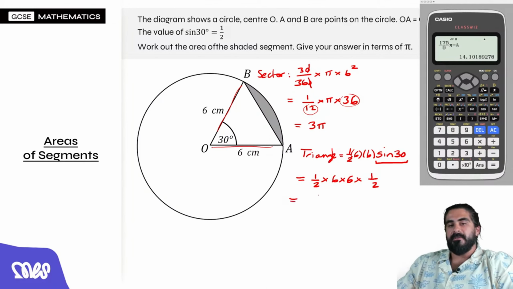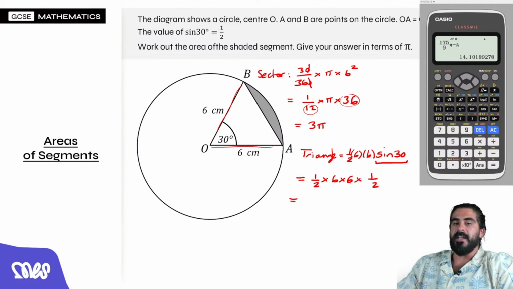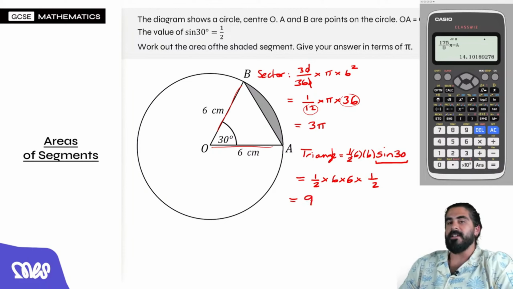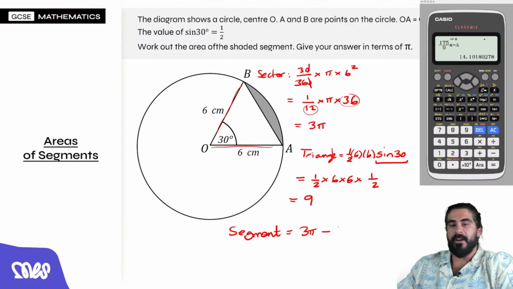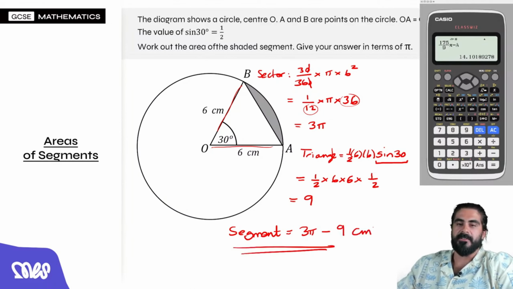Well, that's easy. A half of 6 is 3. 3 times 6 is 18. A half of 18 is 9. So the answer to that is 9. Then finally, the segment area, like before, is we take the sector area, which is 3 pi, and then we subtract the triangle area, which is 9. And that's your answer. We could say centimeters squared.